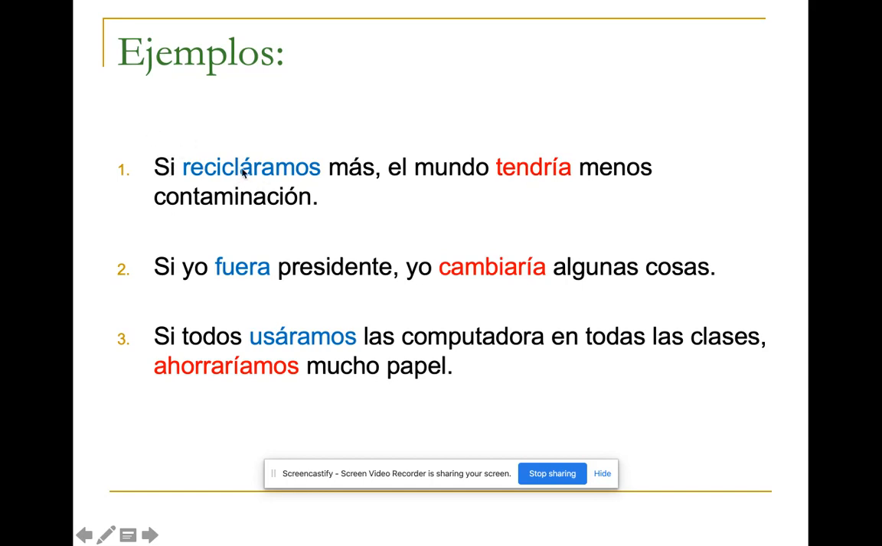Always, the verb that is going to be connected to the si is the one that has the imperfect subjunctive. And on the other side, you have the conditional. You could switch the order if you want, and you could say, el mundo tendría menos contaminación si recicláramos más. So the order of the clauses can be switched, but you will never break this si recicláramos, si yo fuera, si usáramos. It always has to be attached.